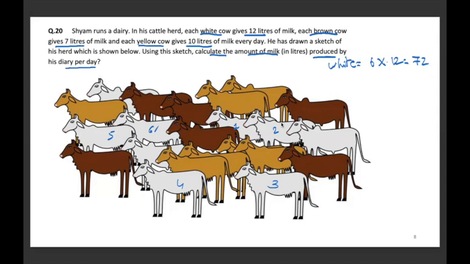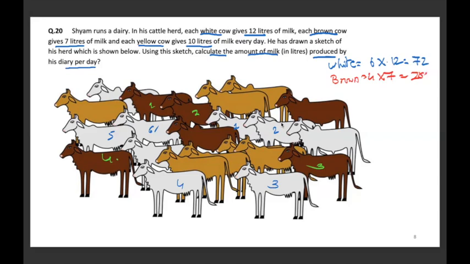Then we will look at how many brown cows are there that give milk. The brown cows that give milk are 1, 2, 3 and 4. इसके अलावा कोई दूध नहीं देगा. So brown cow is 4 multiplied by 1 cow gives 7, so 28.